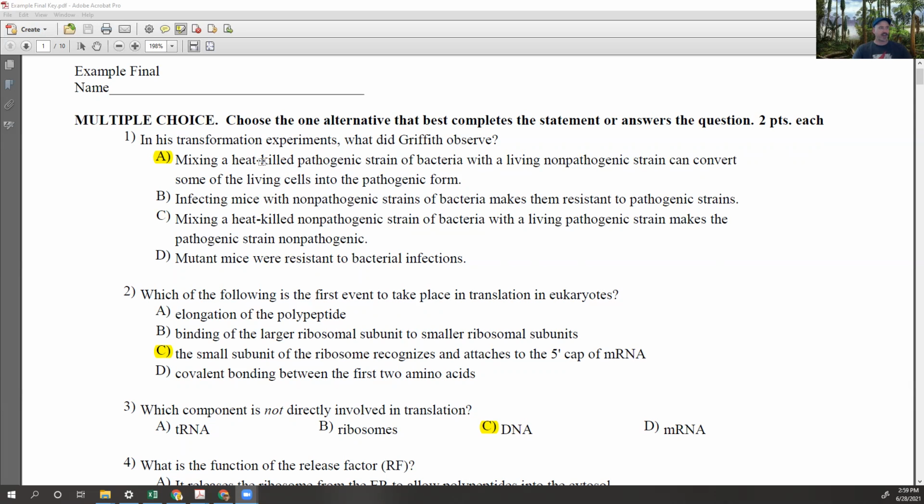So A, mixing a heat-killed pathogenic strain of bacteria with a living non-pathogenic strain can convert some of the living cells into pathogenic form. So that was that transformation experiment we talked about. He didn't know what it was that had caused that transformation, but he knew if you figured it out, you could figure out what the molecule of inheritance was.